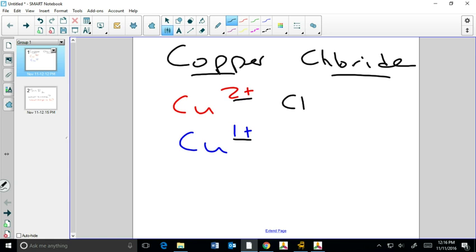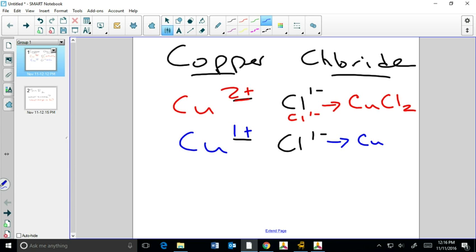Because if I take chlorine, which is a 1-, it's in group 17, so it needs only one more valence electron, and I combine those two, I'm going to get CuCl2 because I need two of these 1- chlorines to balance out the 2+ here. But if I take that same chlorine and I react it with this copper here, it's going to give me a formula of CuCl because I only need one of each of these to balance out the charges.